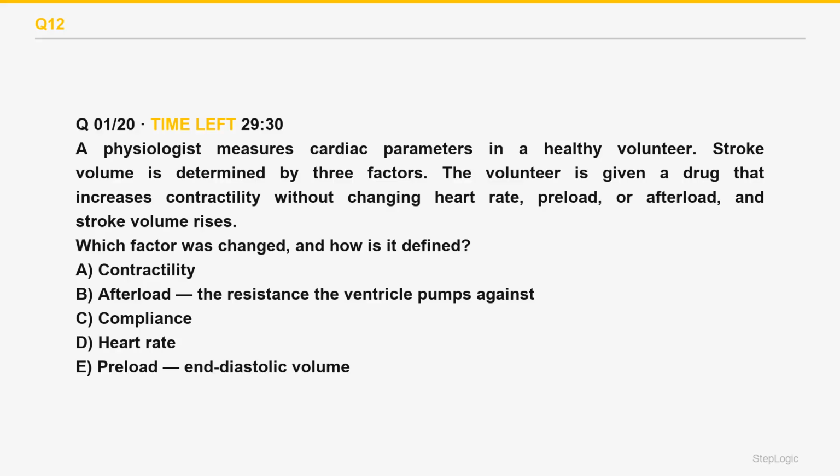Which factor was changed and how is it defined? A physiologist measures cardiac parameters in a healthy volunteer. Stroke volume is determined by 3 factors. The volunteer is given a drug that increases contractility without changing heart rate, preload or afterload, and stroke volume rises.